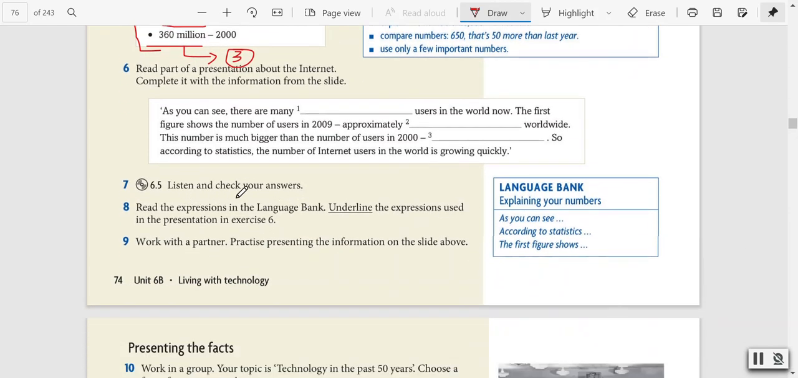Okay, you can listen to the audio and check your answers, so that's for yourself, you can check it by yourself. Read the expressions in the language bank, underline the expressions used in the presentation in exercise number 6. In here we have this language bank explaining your numbers. You can explain your numbers by using these expressions. For example, as you can see, according to statistic, and the first figure shows. You can use these three expressions for explaining and for describing numbers.